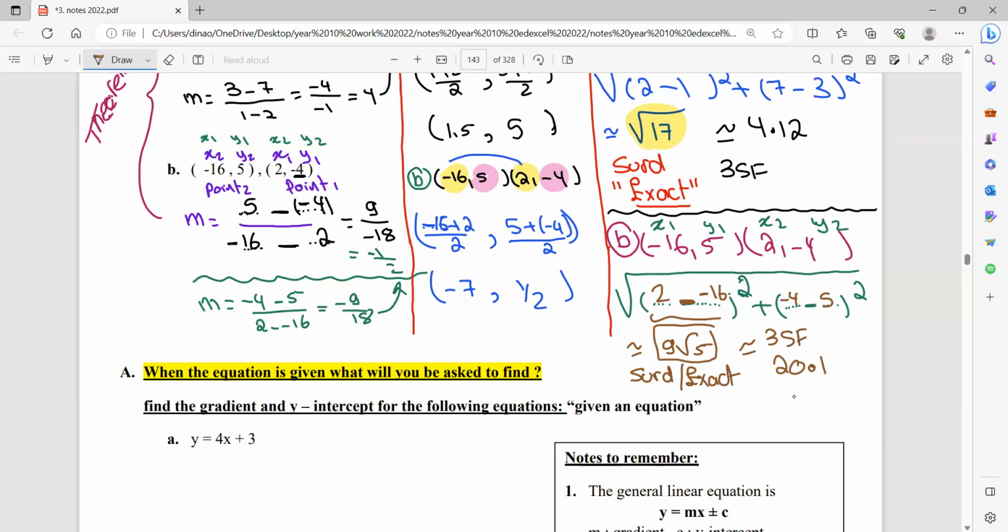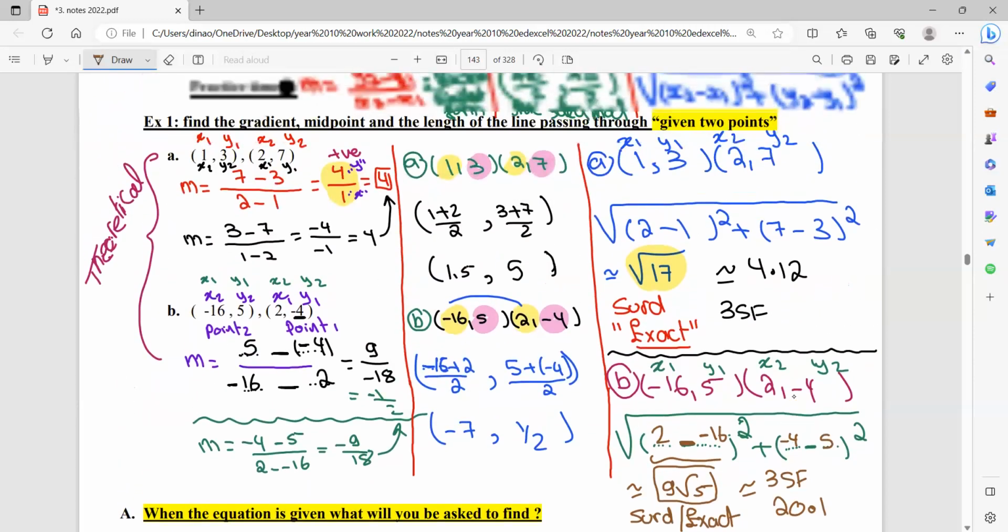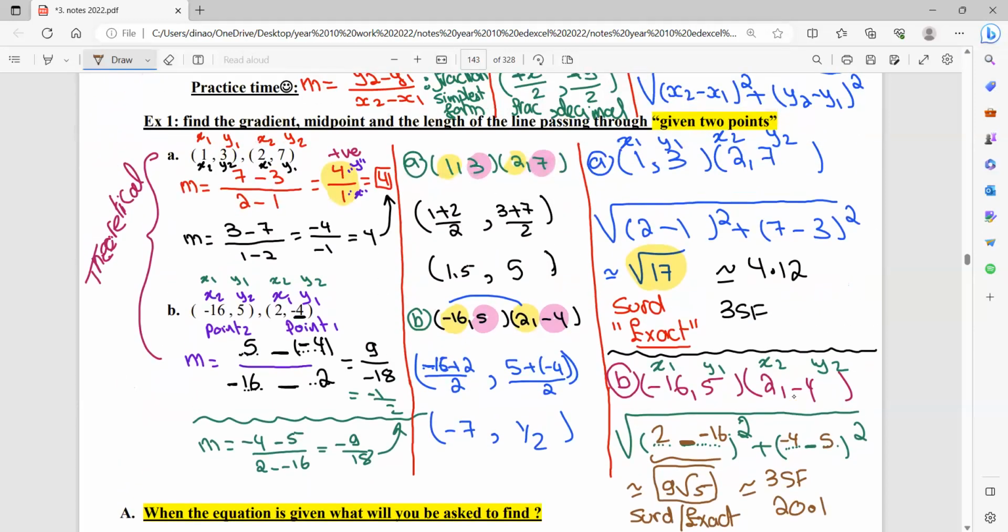Now let me just check again. Let me make sure again. x2 minus x1 plus y2 minus y1 power 2. No, okay, correct, exactly right. Okay, so these are mainly the 3 rules of the day.